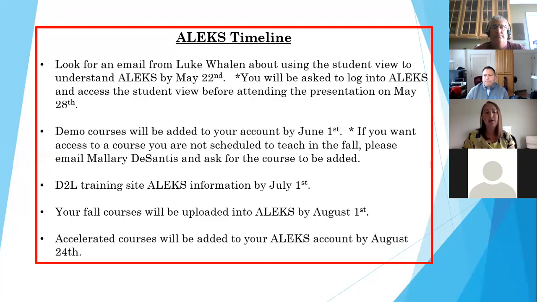What I mean by accelerated courses is that if you finish the Math 6 module early, you would accelerate into the Math 90 course. If you finish the Math 90 course early, then you would accelerate into the Math 91 course within Alex. Those will at least be in your account by the start of the semester.